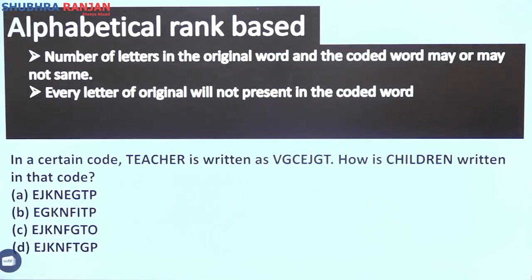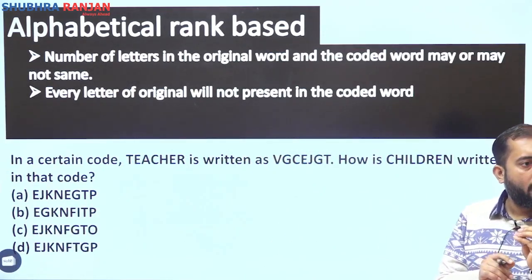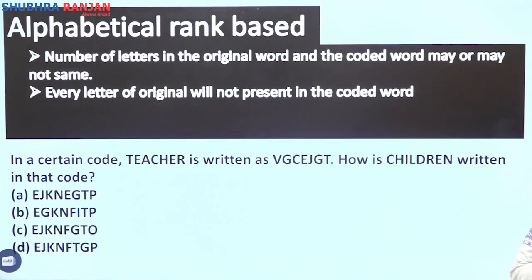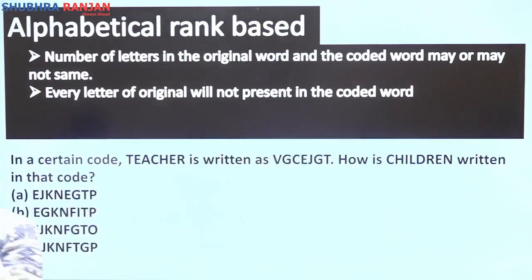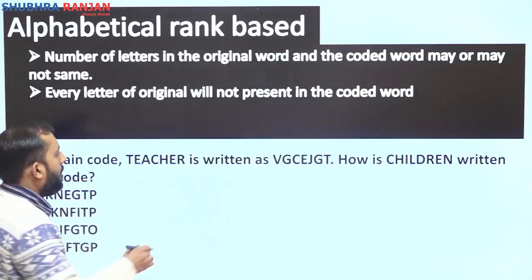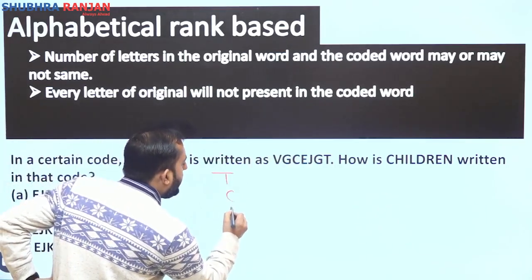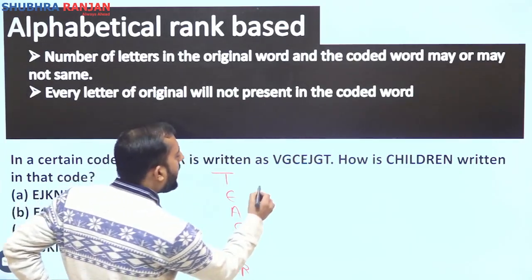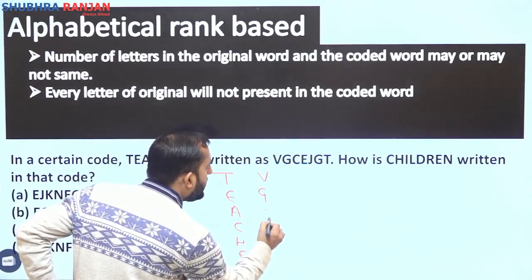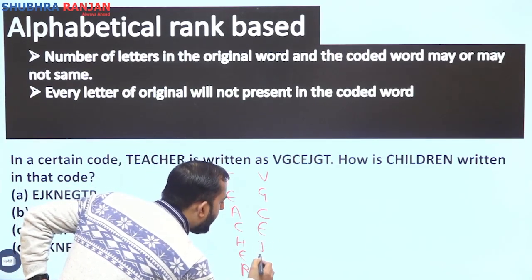Anybody getting any answer? No issues. Option D, is that what you're saying? Okay, let's go with option D. Let's talk about how to attempt it in a real-time situation. See, TEACHER has been coded as BGCEJGT.